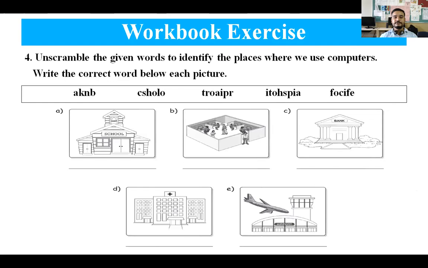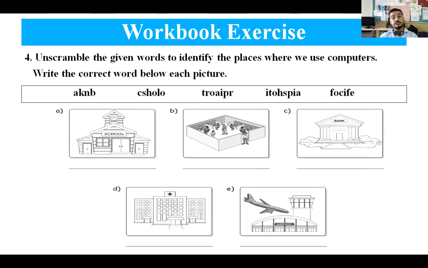Now, this is very interesting question actually. We have given some bunch of word letters actually and they are not in a particular order. Below that some pictures are given and you have to unscramble those letters in a particular sequence that it will make the name of that picture. So first letters are A, K, N, B. So what can we form from A, K, N, B? What can be formed from A, K, and B?